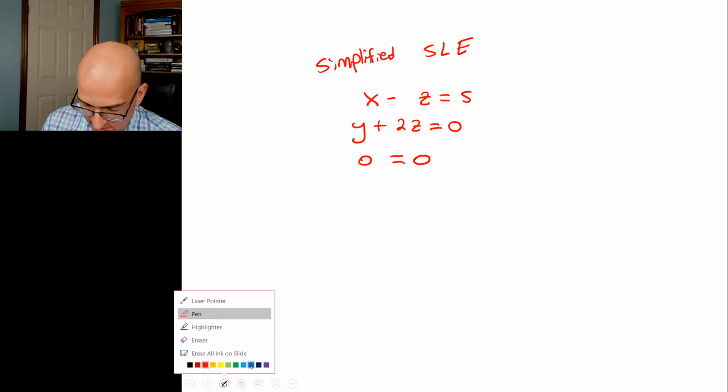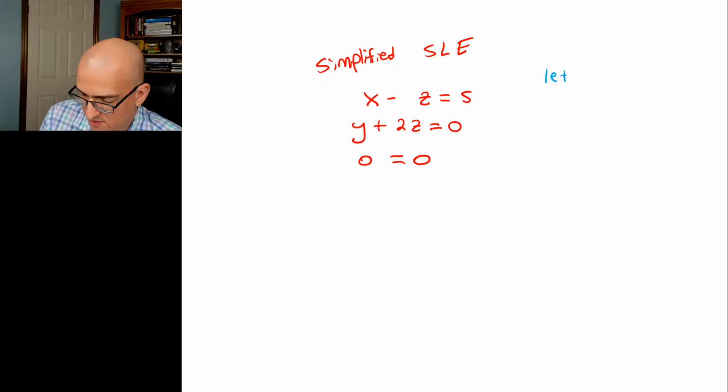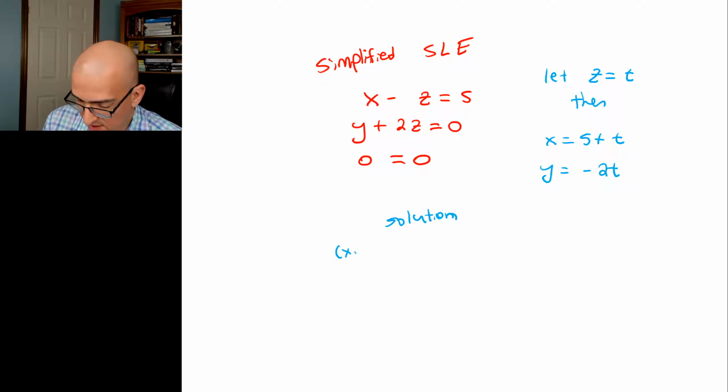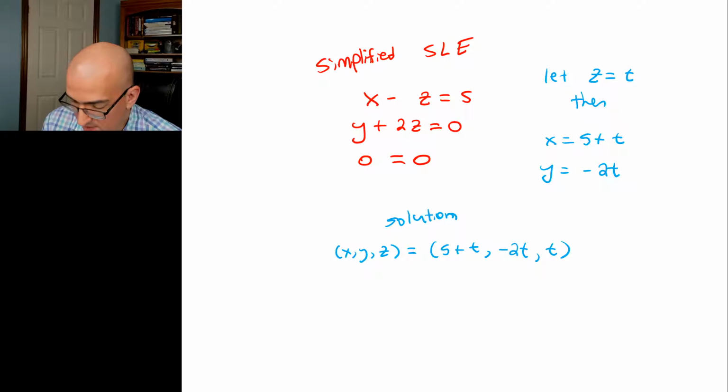So if I let z equal t, then x is equal to 5 plus t. y is equal to negative 2t. That's what we're forced to conclude. And then our solution, I know I put this in the last video, but I want to highlight something I didn't have enough space to get into, is that x comma y comma z is equal to 5 plus t, comma, negative 2t, comma, t.